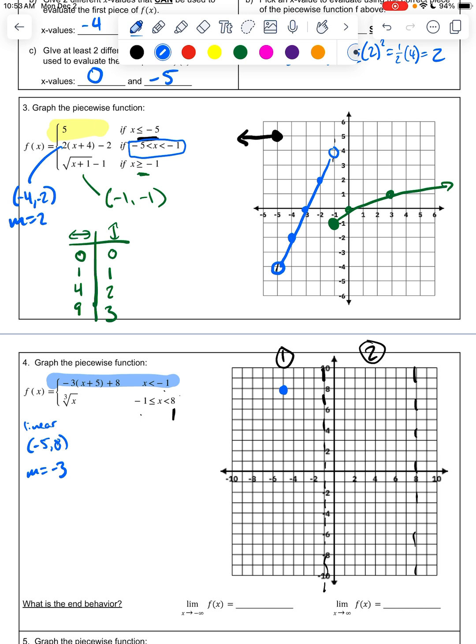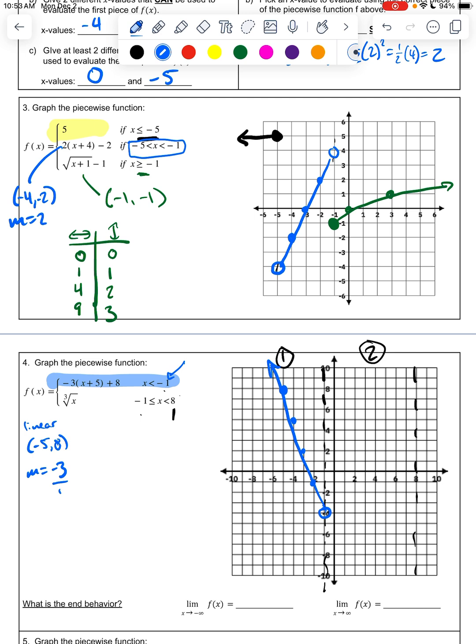A slope of -3 is the same thing as -3 over 1. So down 3, right 1. Down 3, right 1. Down 3, right 1. When do you stop? You stop when you get to the boundary. Down 3, right 1. Okay, open or closed circle. This piece does not have an equal sign as part of the domain, so we're going to have an open circle like this. Going. Boom. As linear as you can make it.